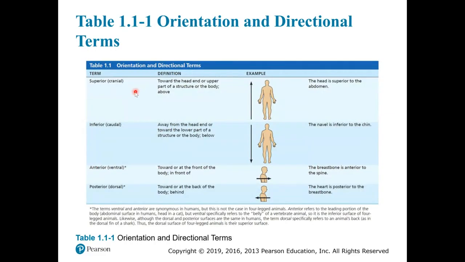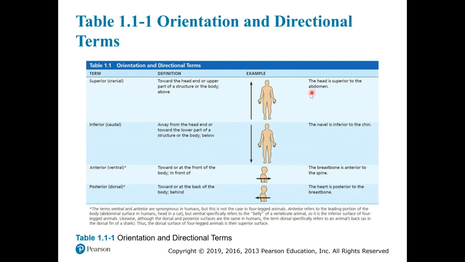So first couple of terms, superior and inferior. Superior is toward the head. The very top of the head is the most superior point, and away from the head is inferior. And we use this term in the head, neck, and trunk of the body, not, I repeat, not the arms and legs.